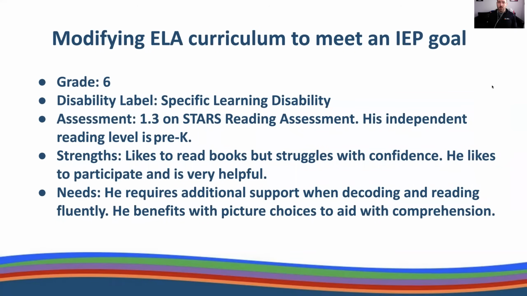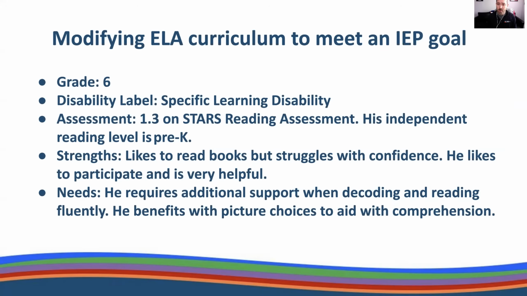So here's an example of modifying ELA curriculum to meet an IEP goal, because IEPs do direct what you're supposed to be modifying and how you're supposed to do it. So this IEP goal is grade 6. The student has a label of a specific learning disability. The student's independent reading level is at a pre-K level. So there's a gap between where the student's reading and what grade the student is in.